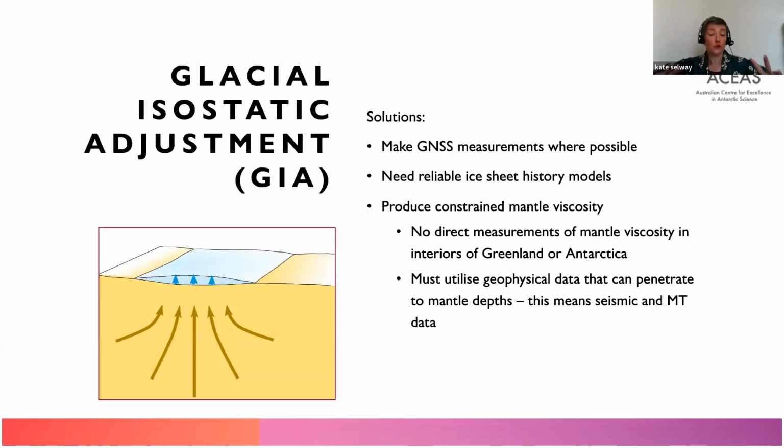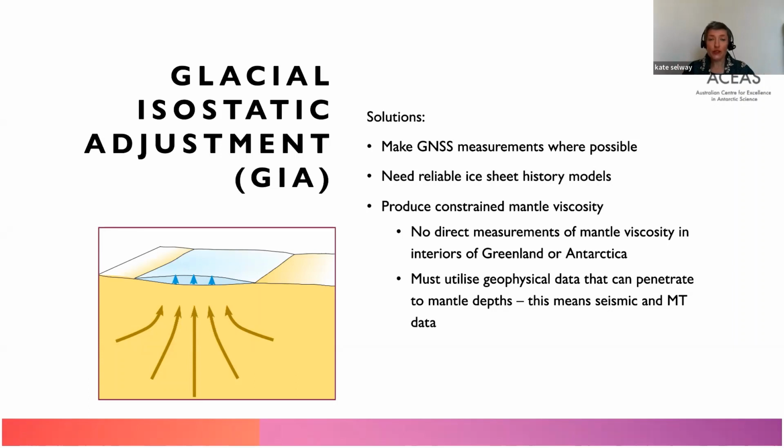If the Earth is really, really strong and really, really viscous, it's going to rebound much more slowly. And if it has a really low viscosity, it's going to rebound much more quickly. So we need those two components. We need to know what the ice sheet has done in the past, and then we need to know how strong the Earth is as to what its response to that will be. And so that's the aspect that I'll be talking about today.